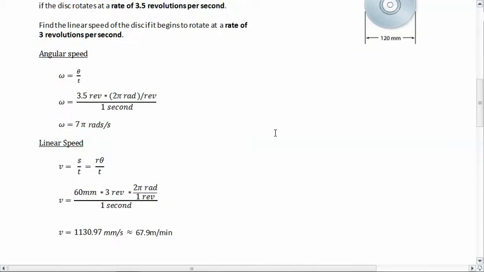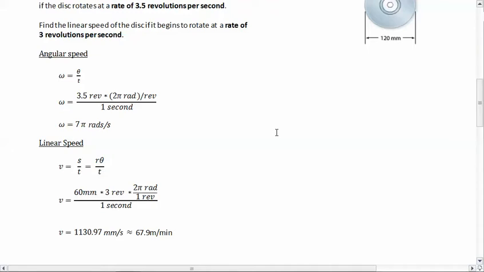If we wanted to talk about linear speed, and we said find the linear speed of the disk if it begins to rotate at a rate of 3 revolutions per second, we're given this disk that's 120 millimeters in diameter. So we can change that to a radius of 60 millimeters. Well, the only equation we know for linear speed so far is V equals S over T. V equals arc length over time. We know that arc length is equal to R times theta. S equals R theta. Or when we were trying to find theta before, we knew it was theta equals S over R. We can rewrite that as S equals R theta.